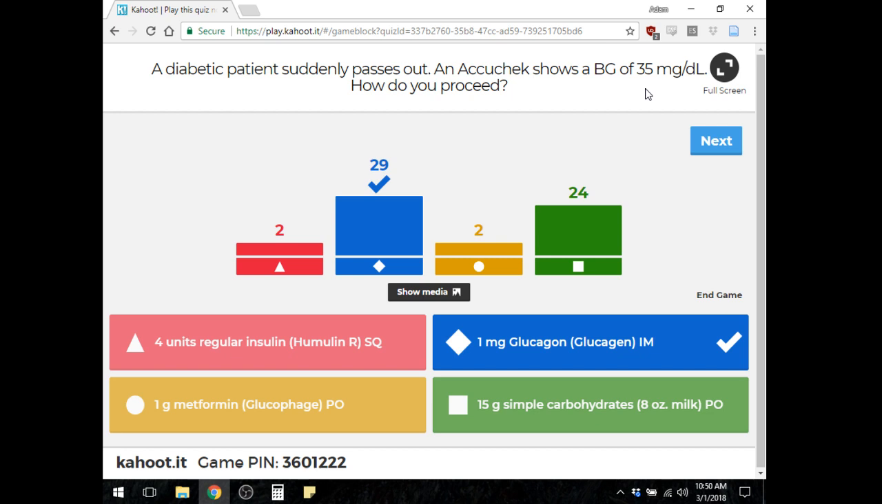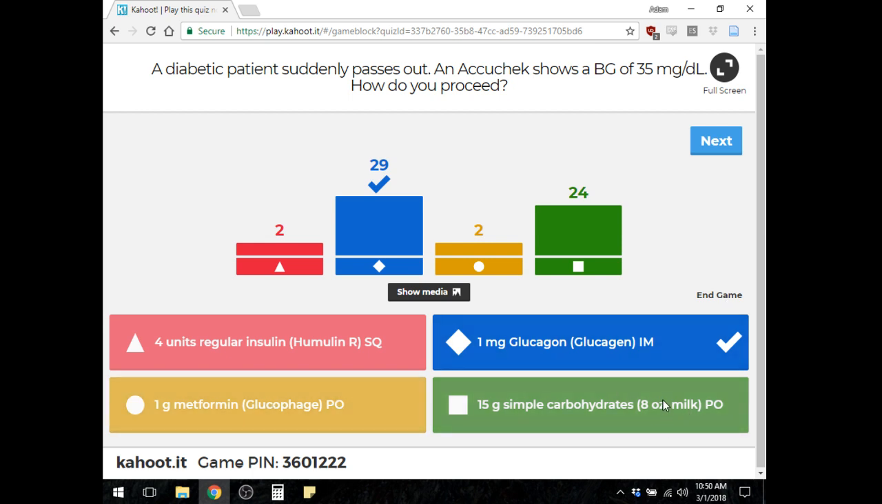Insulin would not be correct. Why? You kind of killed your patient. I'm sorry. So, the two of you there. Don't do that. Don't give them more insulin if their blood glucose is already 35. That'd be poor showing. How about metformin? That's just an insulin sensitizer. It really wouldn't help to correct our issue with this one. Again, it's an oral option, so that would not be correct either.